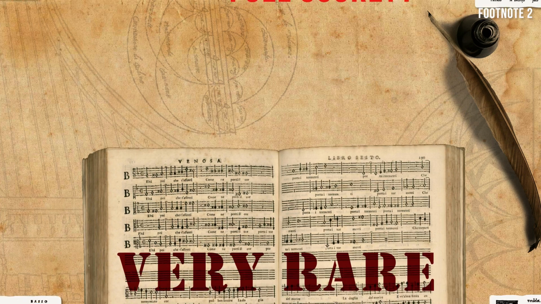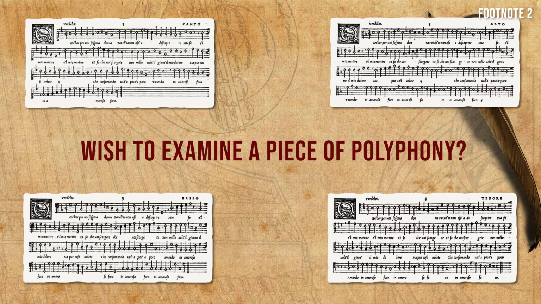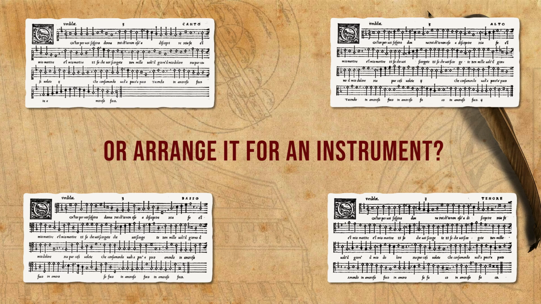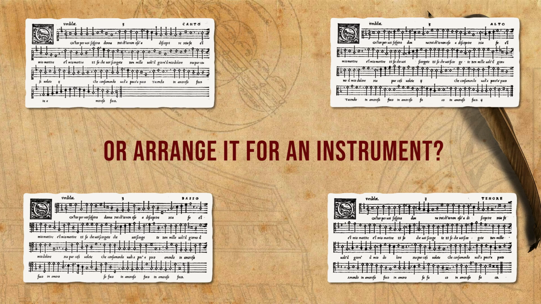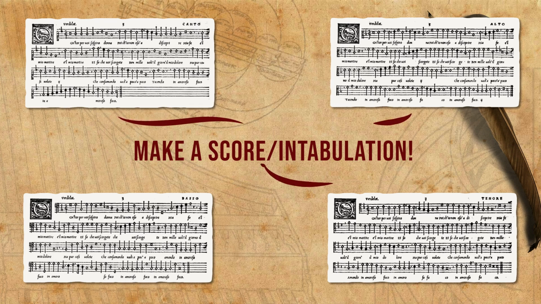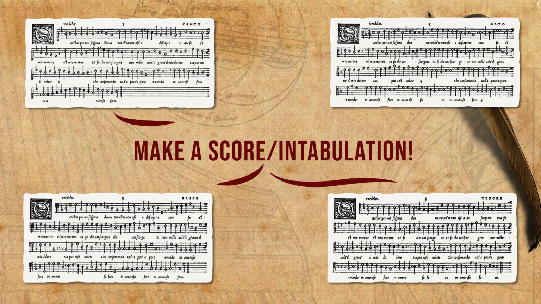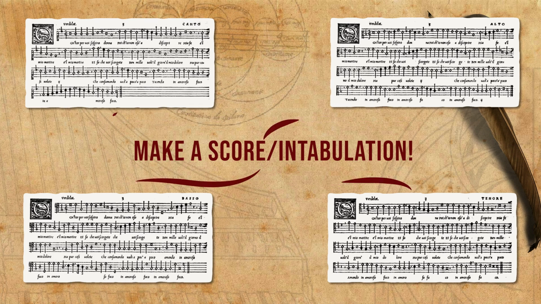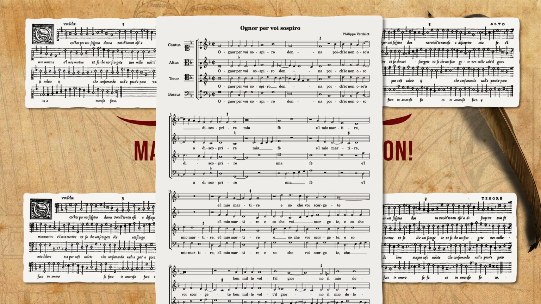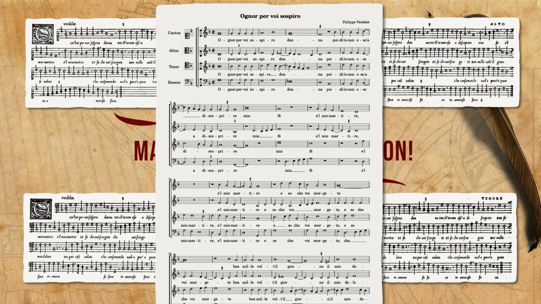As we showed in past episodes, if someone wished to examine a piece of polyphony or arrange it for an instrument, as was common, they would need to make their own score or tablature from the different parts. And if we, modern readers, want to examine polyphonic pieces without performing them, we need to do the same thing, or hope that someone, preferably a musicologist we can trust, already has done it and published it in a modern edition.